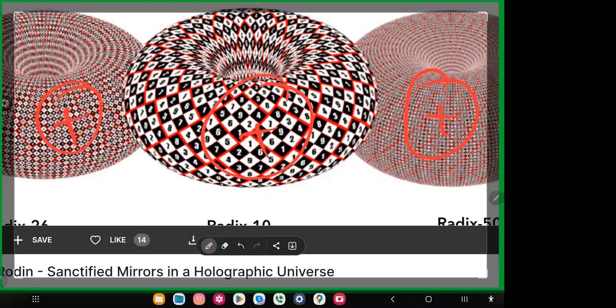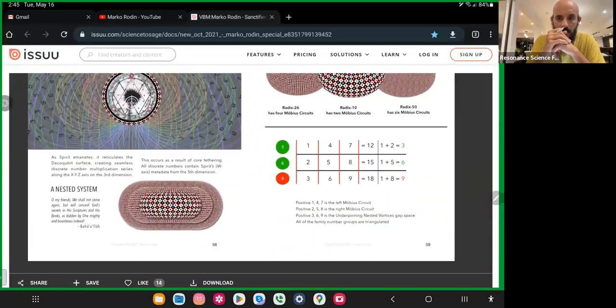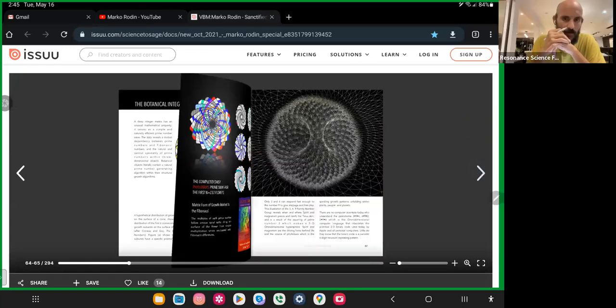Okay, I'm going to look for base 25 and base 26 because these are too blurry. Let's see if I can find a better image.